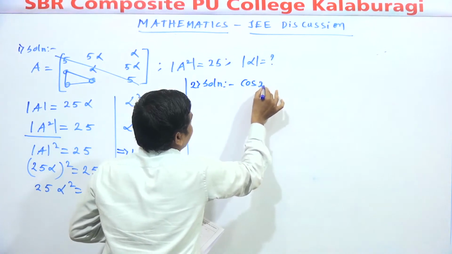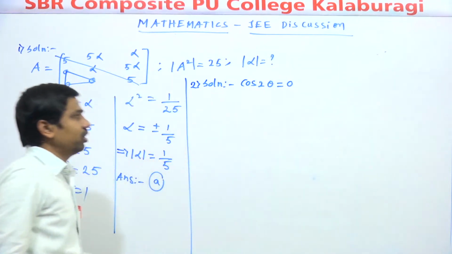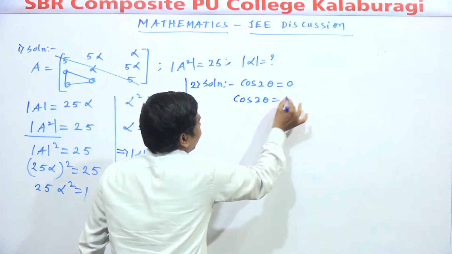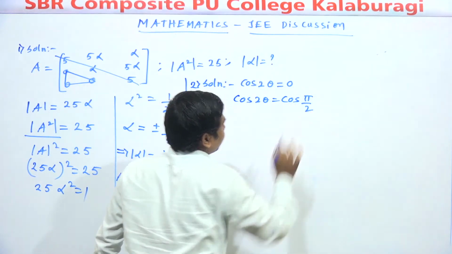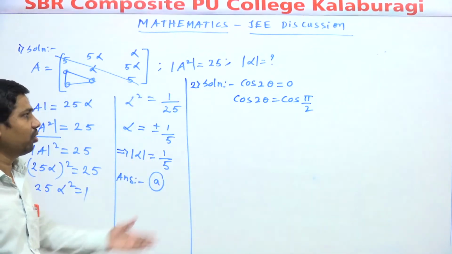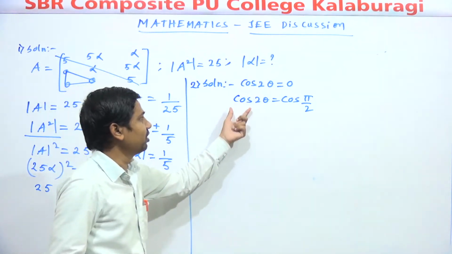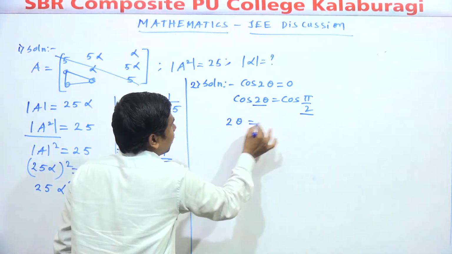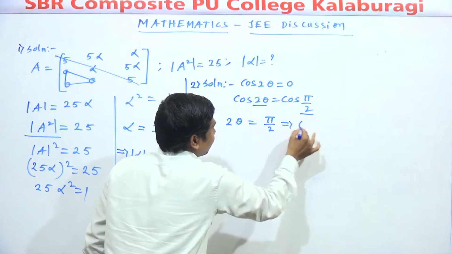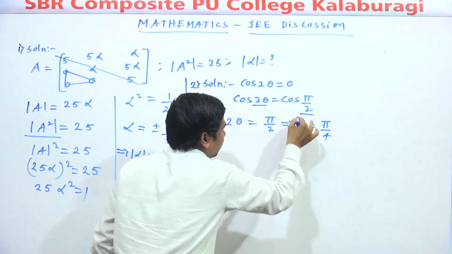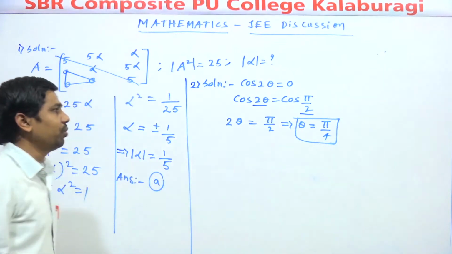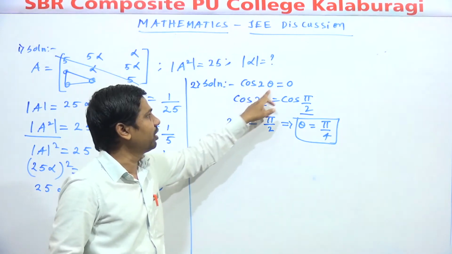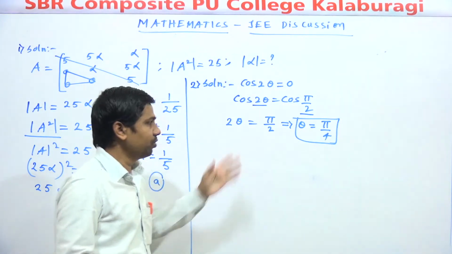Second question: cos 2 theta equal to 0. Then what is the determinant he is asking? So cos 2 theta equal to 0, I can write 0 as cos of which angle? Cos of 90 degrees equals 0. So comparing the angles on both sides, 2 theta is equal to pi by 2, which implies theta is equal to pi by 4. So cos 2 theta equals 0 for theta equal to pi by 4. If you substitute, 2 times pi by 4 gives cos 90 equal to 0. So theta equal to pi by 4.